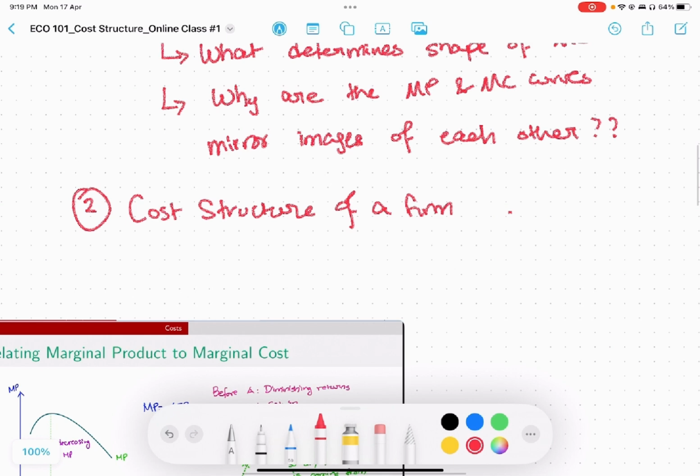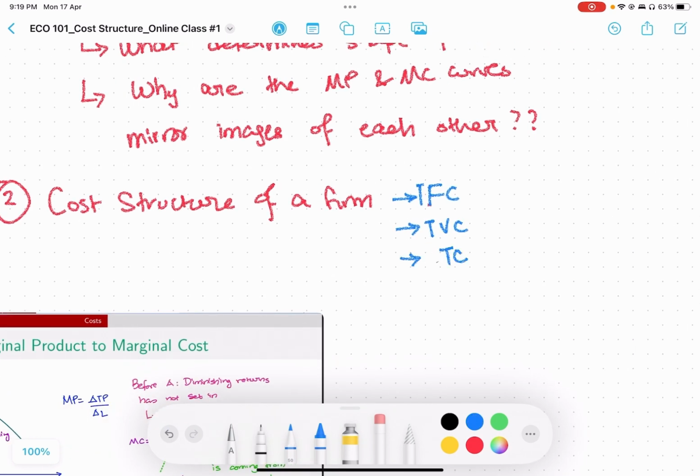In this video, we're going to be looking at the concepts of fixed cost. Sometimes you write it as total fixed cost. We're going to look at total variable cost, total cost, and then the average counterparts: average fixed cost, average variable cost, and average total cost. And of course, we've got marginal cost there always.